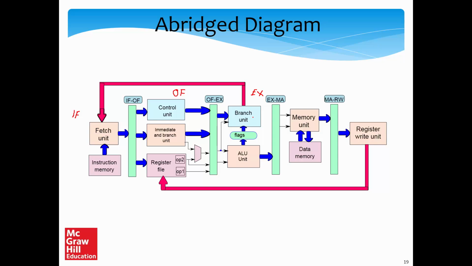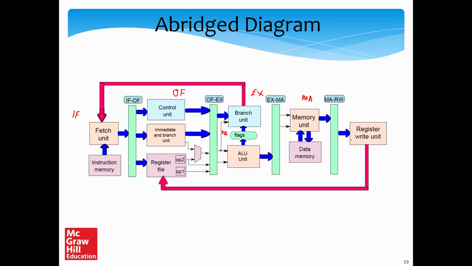So the EX stage additionally has the ALU unit, the flags, and the ALU result is written to the EXMA register. There is one connection between the inputs to the ALU unit and the branch unit. This is for the return address. Then we have the EXMA pipeline register and the MA memory access stage. The memory access stage simply communicates with data memory and writes the result of load instructions to the MARW pipeline register. And finally, we have the register write unit.